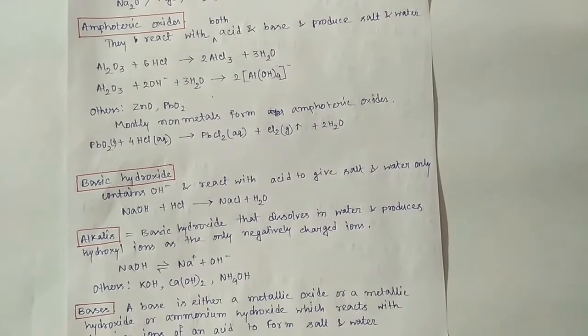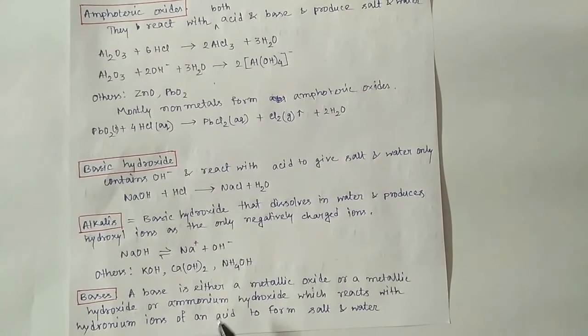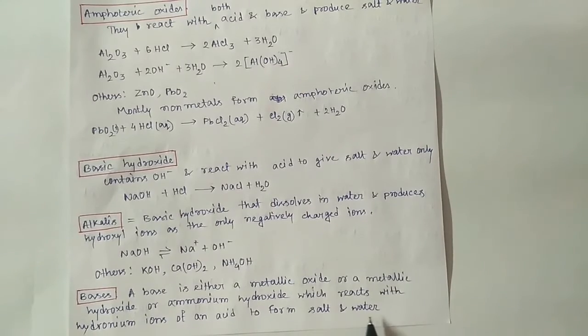Now, what is a base? After reading about basic oxides, amphoteric oxides, acidic oxides, basic hydroxides and alkalis, now we are going to learn about bases. A base is either a metallic oxide or a metallic hydroxide or ammonium hydroxide which reacts with hydrogen ions of an acid to form salt and water.